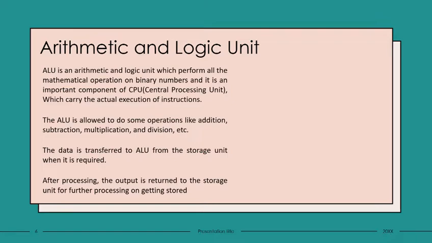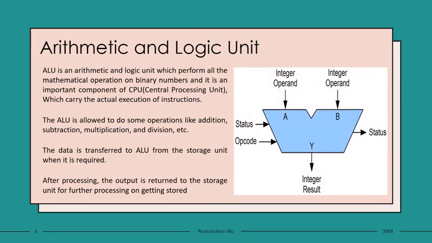ALU. ALU is the arithmetic and logic unit, which performs all the mathematical operations on binary numbers, and it is an important component of the CPU, the central processing unit, which carries out the actual execution of instructions. The ALU is able to do operations like addition, subtraction, multiplication, and division. The data is transferred to the ALU from the storage unit when it is required. After processing, the output is returned to the storage unit for further processing or getting stored. This is a diagram we can see.